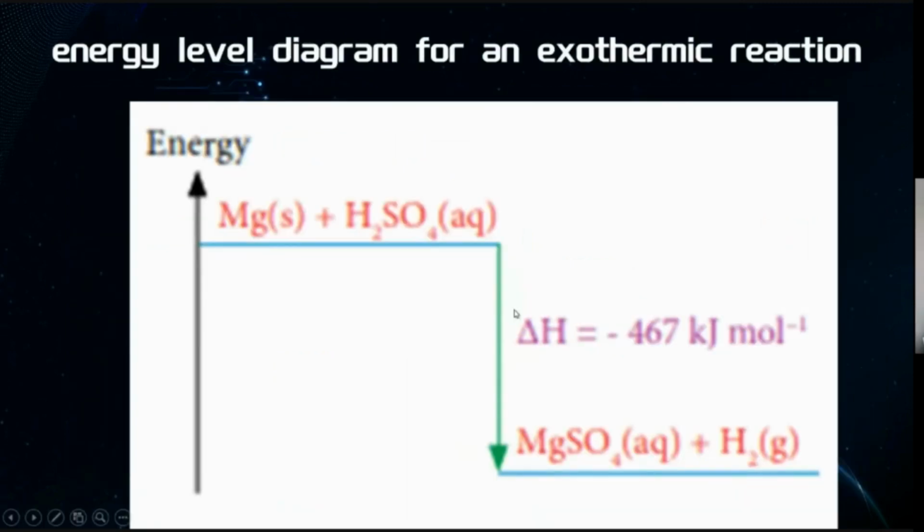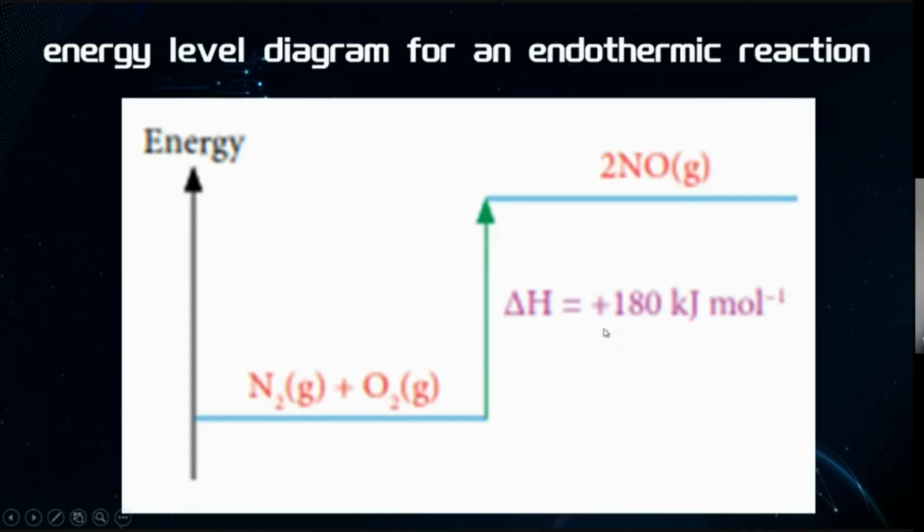Energy level diagrams. For exothermic, remember energy must be labeled: reactants, products, then delta H needs to be mentioned. If you see it like this, going down the staircase is exothermic. You will see delta H has the negative sign. Endothermic is the positive sign.